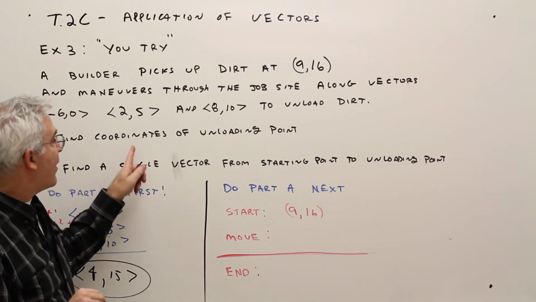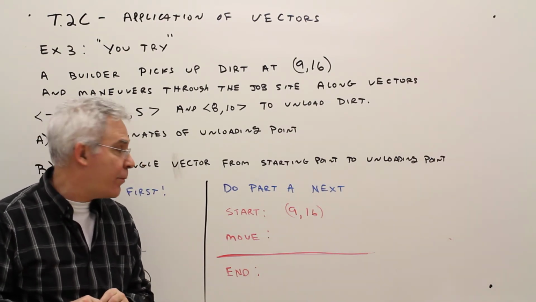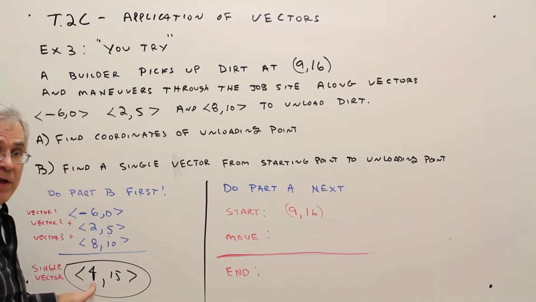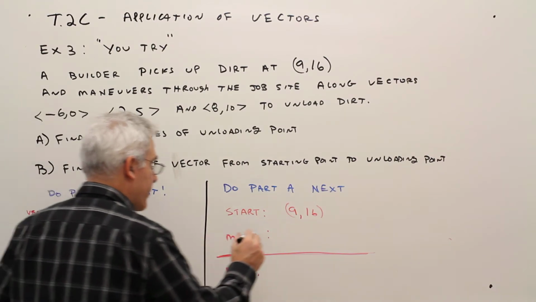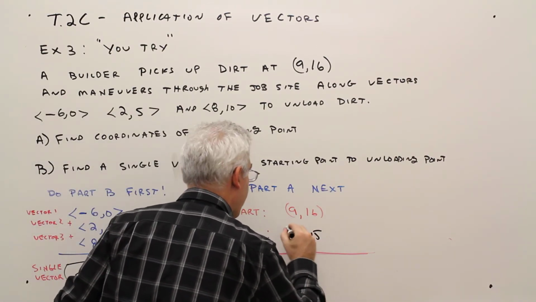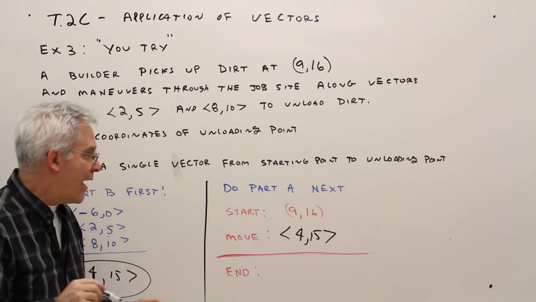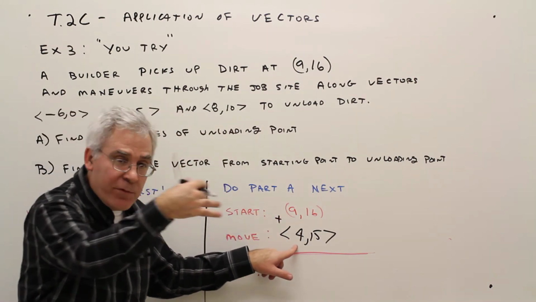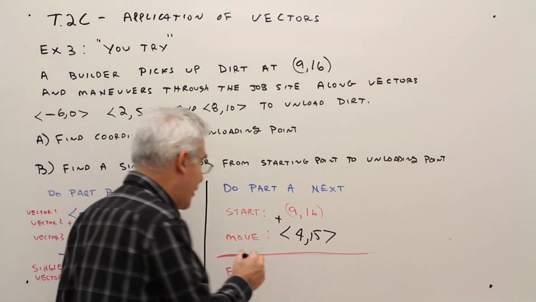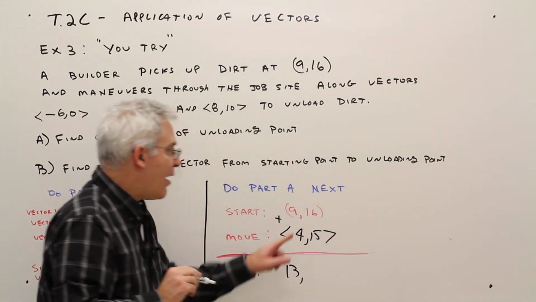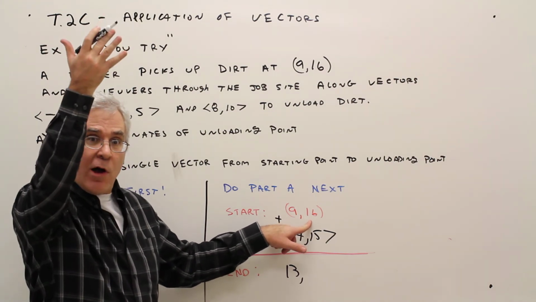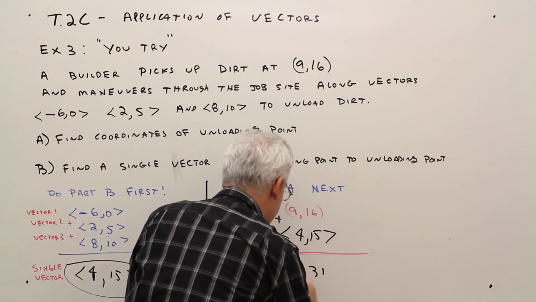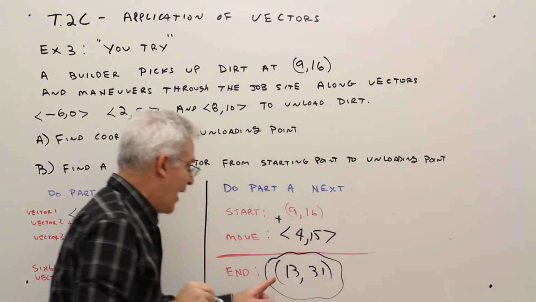Now for part A, it's to define the coordinates of the unloading point. Well, I'm starting at (9, 16), and then I'm moving by this, ⟨4, 15⟩. So what I can do again is just say, hey, I'm starting at 9, let's move to the right 4 units, that'll result in 13. I'm starting at 16, let's go up by 15, that'll be 31. And that's the answer to part A.